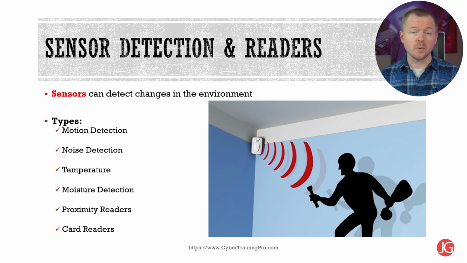Physical security controls frequently use sensors to detect changes in the environment. Some of the common sensors include motion detection to monitor motion in an area, noise detection in the event that there's abnormal amounts of noise or loud noises, then alarms are going to sound, temperature sensors to detect changes that might indicate a fire or air conditioning failure, moisture detection for areas that are in flood zones or that have water suppression systems that might leak, proximity readers that read proximity cards as an authentication measure, and card readers instead of proximity readers that require a card to actually be inserted for authentication.